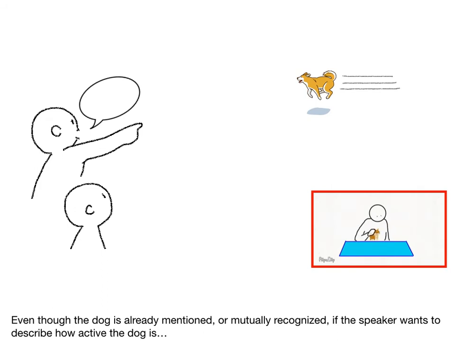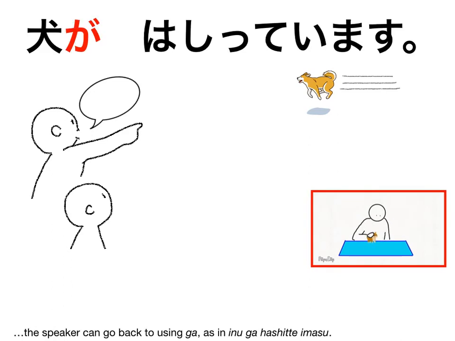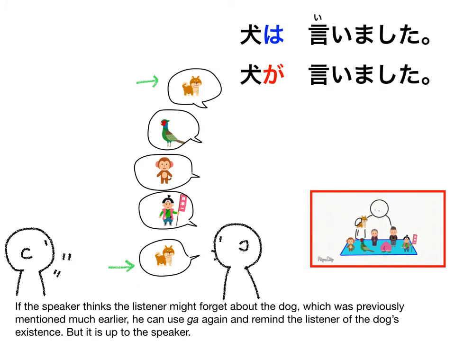Even though the dog is already mentioned or mutually recognized, if the speaker wants to describe how active the dog is, 犬が走っています。The speaker can go back to using ga. If the speaker thinks the listener might have forgotten about the dog, which was previously mentioned much earlier, he can use ga again to remind the listener of the dog's existence, but it is up to the speaker.